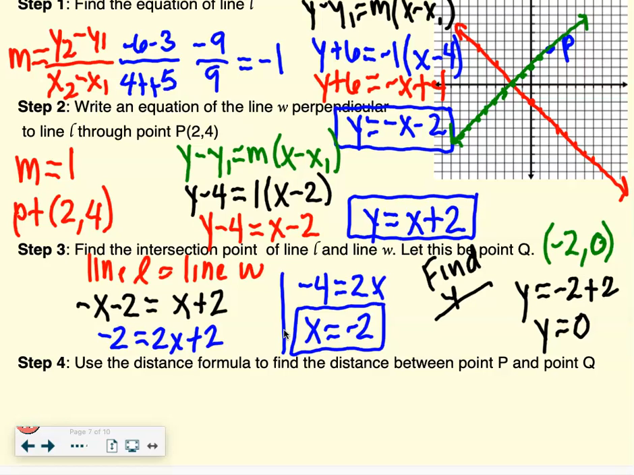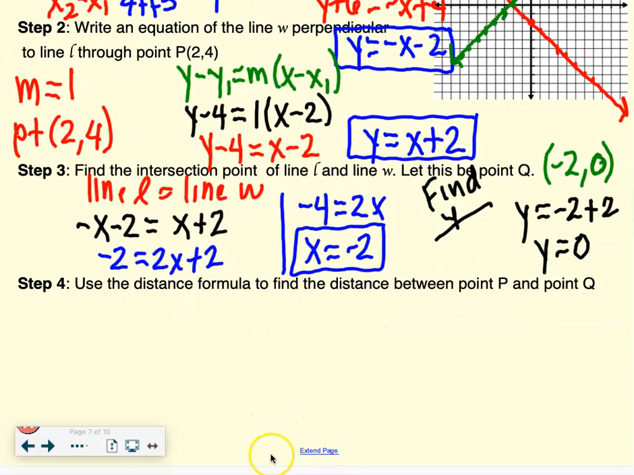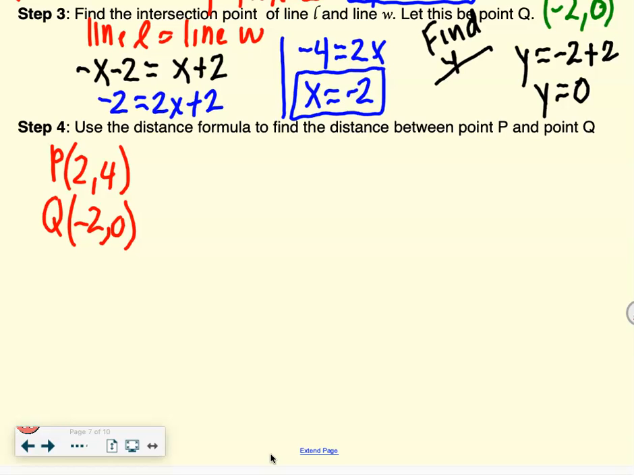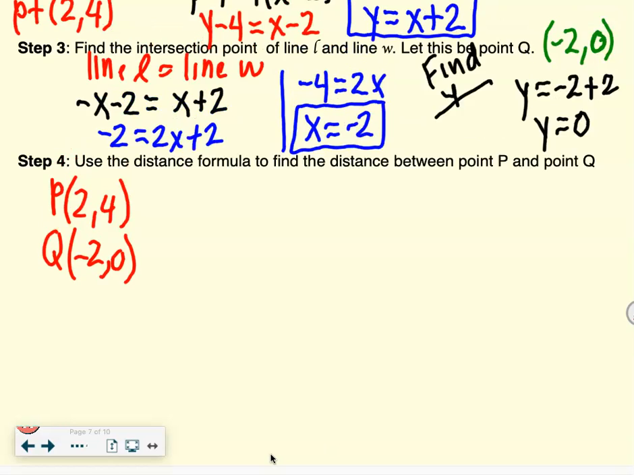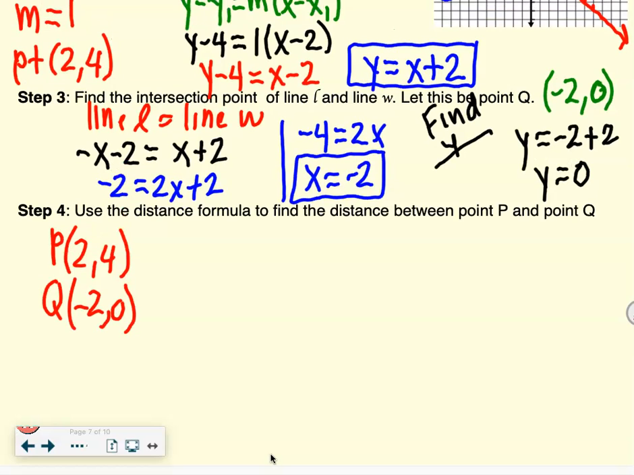So now our last step says use the distance formula between points P and Q. Okay, what was point P? What was the point we started with? 2, 4. What did we find point Q to be? What did we just find? -2, 0. Now let's plug into the distance formula. D equals. Do you remember it? Square root of something. You're close.